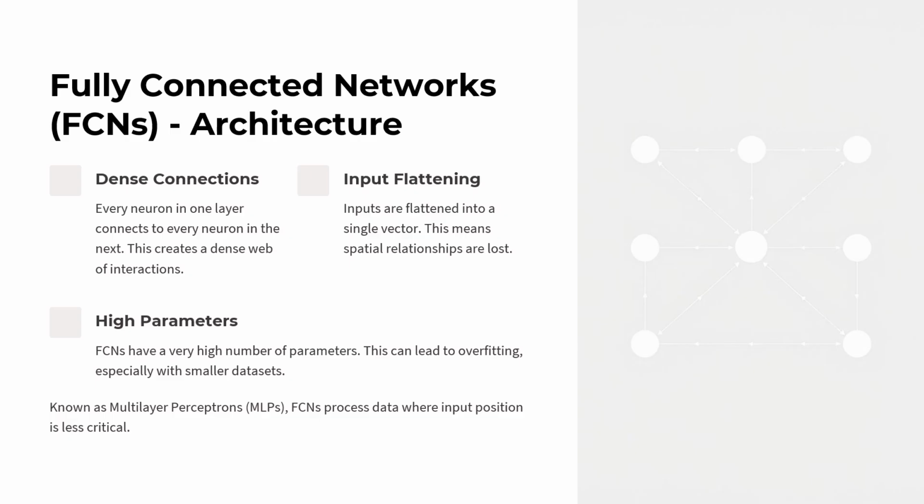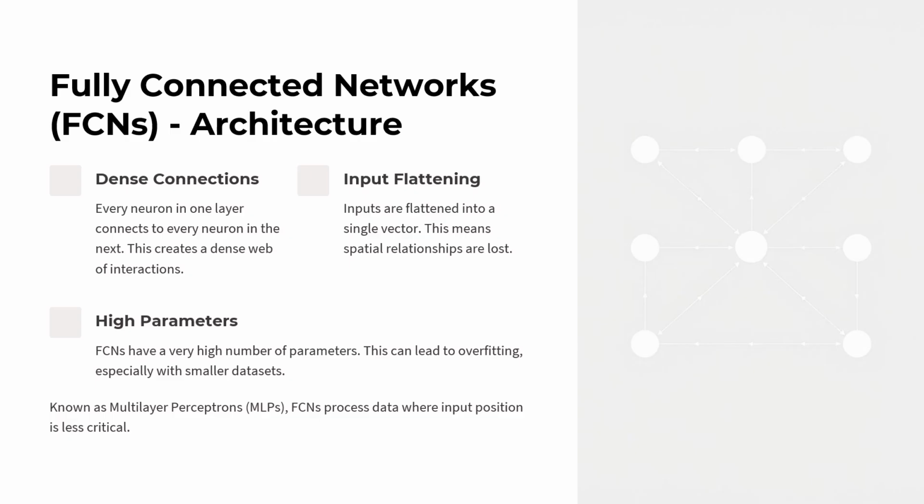Second one is input flattening. Before data enters an FCN, it's converted into a single long vector. This process, called flattening, loses spatial or positional relationships. For example, in images, the positions of pixels are important, but FCNs treat all the inputs as just numbers in a list.